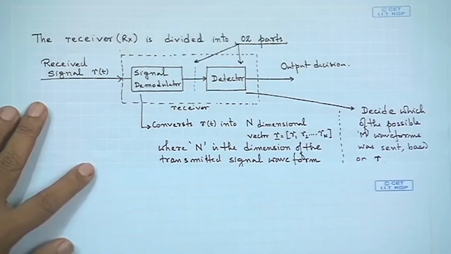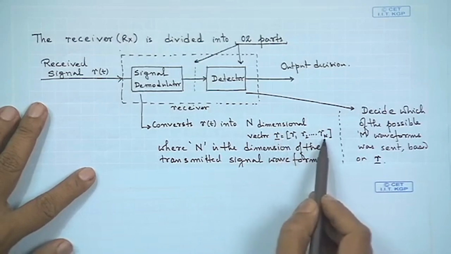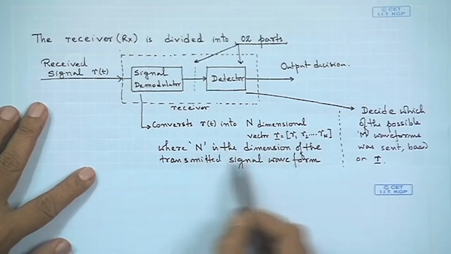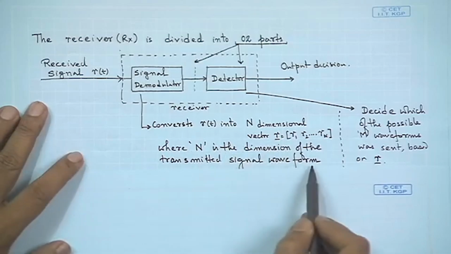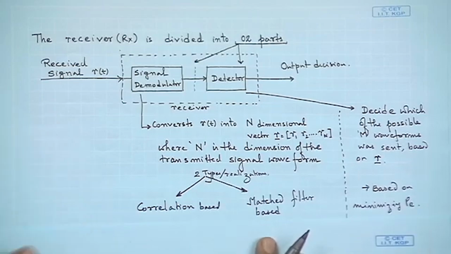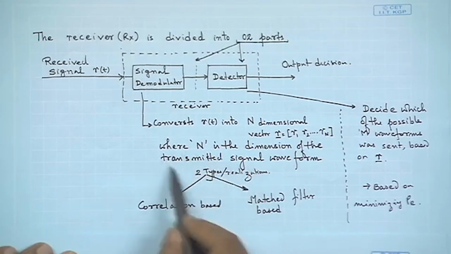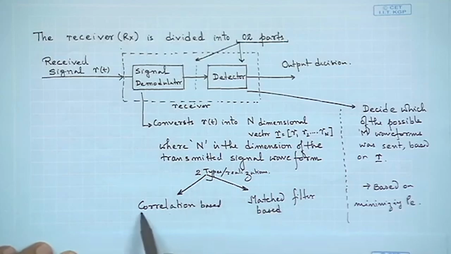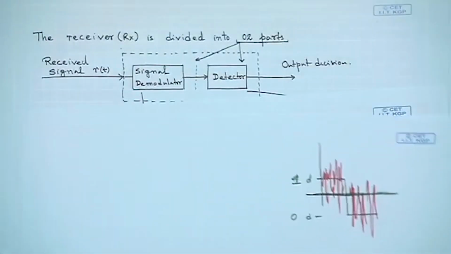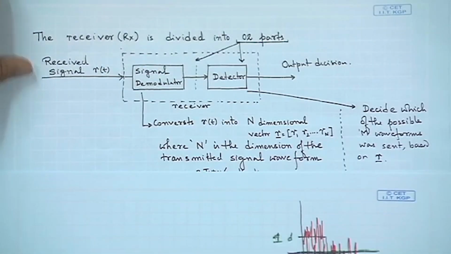And of course, when we say that it decomposes into n components, n is the dimension of the transmitted signal waveform. We will describe what we mean by the dimension. In this case, the demodulation, there again are two possible realizations. One is known as the correlation based realization, the other one is known as the matched filter based realization. So, before we discuss further, I would like to mention the dimension of the signal that we have just described here.